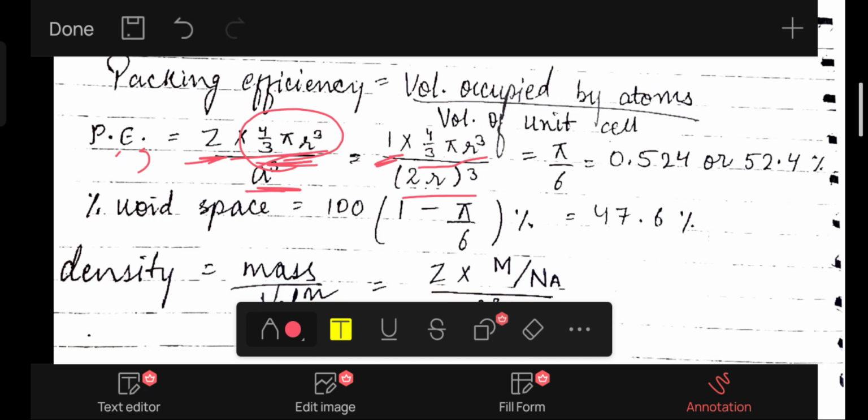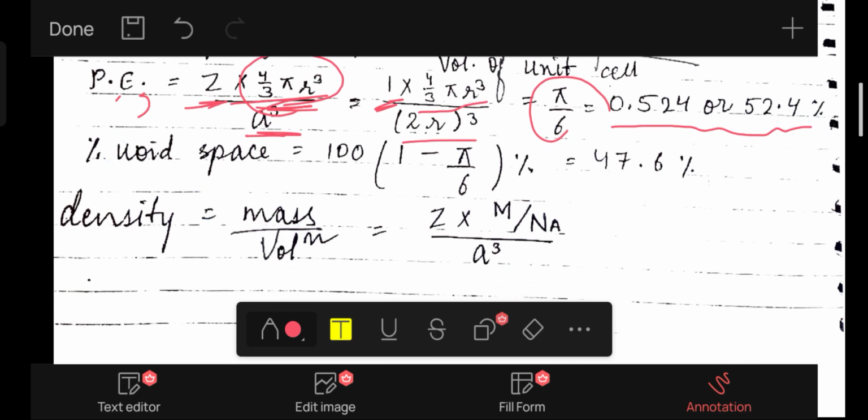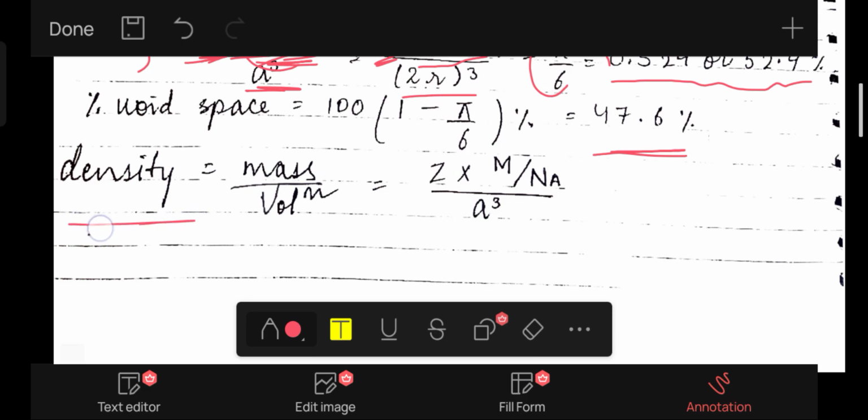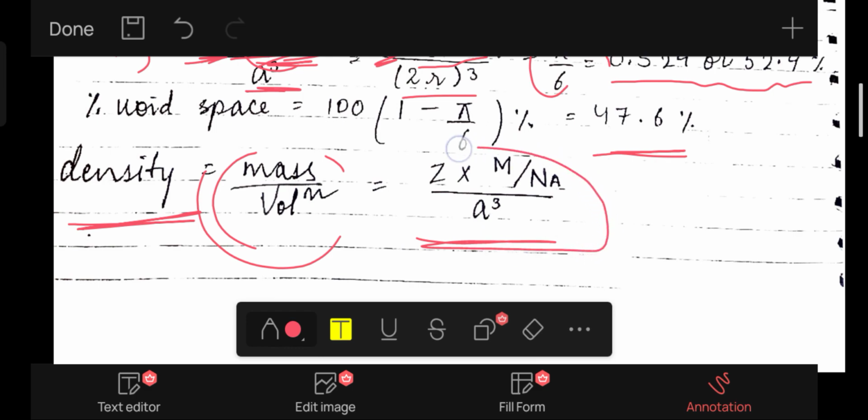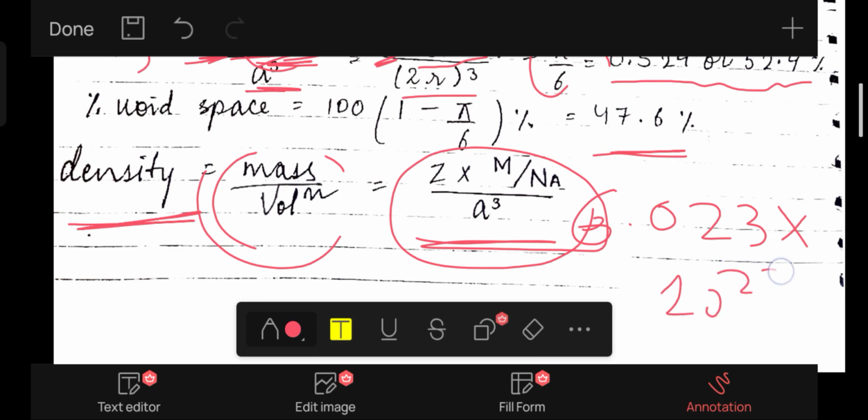So here we get pi by 6. So the packing efficiency is about 52 percent. And what is the percent void space? That is 100 into 1 minus packing efficiency, so we get 47.6 percent, and that is the void space. Now next up is the density. Density is mass upon volume. So mass is Z into M upon Na, where Na is Avogadro's number, 6.023 into 10 raised to the power 23.